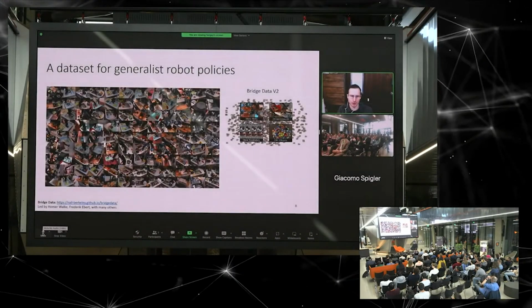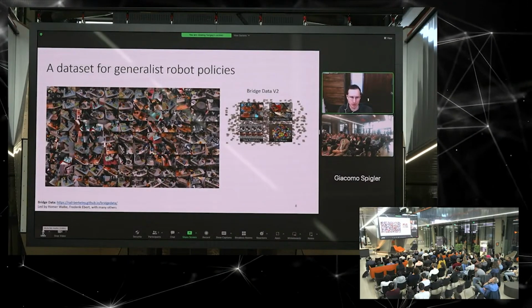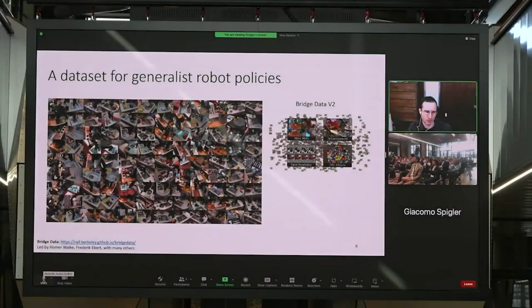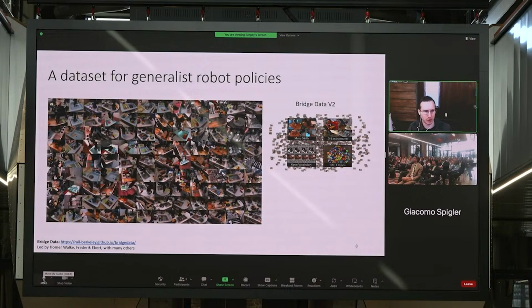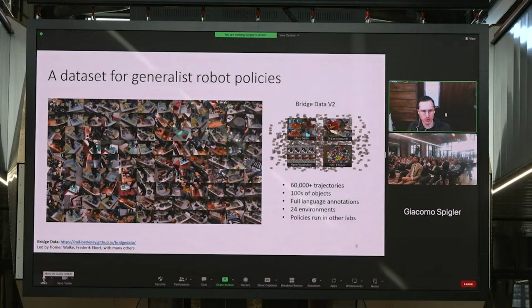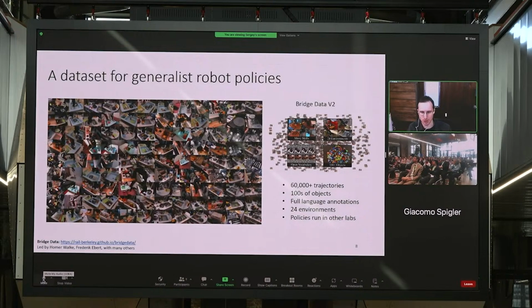If we want to start working on large-scale robotic learning and robotic foundation models, of course, we need to start with some kind of data set. And one of the things that we've been doing in my lab at UC Berkeley over the last couple of years is taking this idea very seriously. So we collected a very large data set called Bridge Data V2, which is intended to support this type of research. Bridge Data V2 has over 60,000 trajectories and interactions with hundreds of objects. All the trajectories do have full language annotations, and there are 24 different environments.